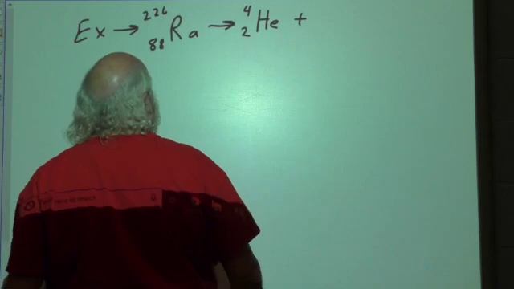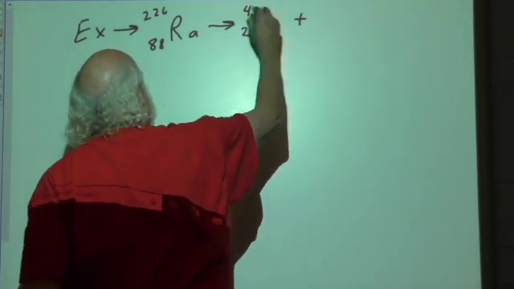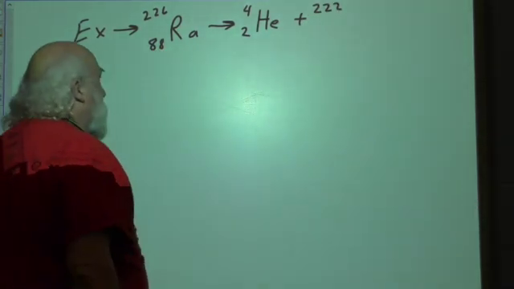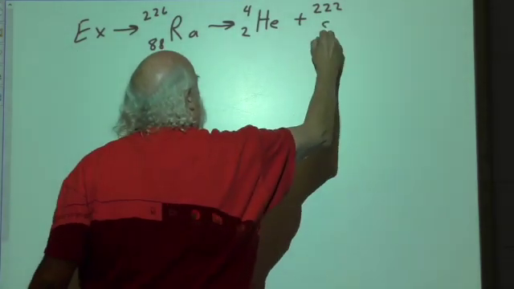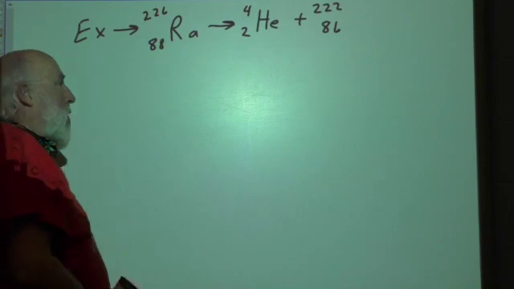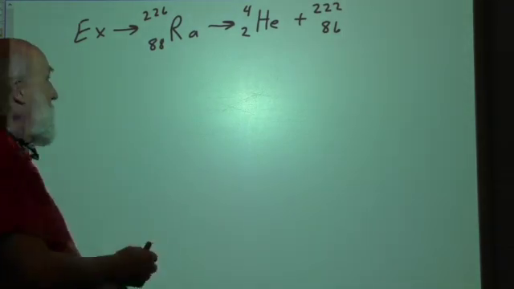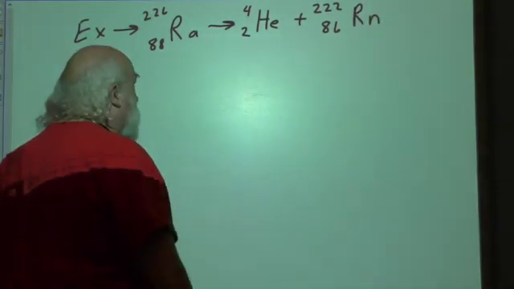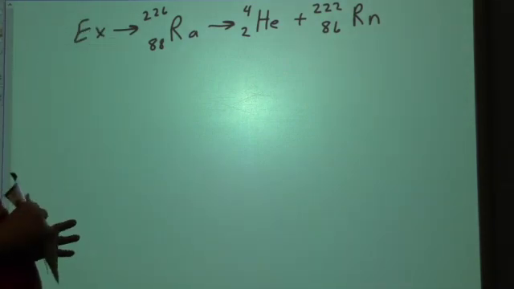So this is going to be 4 plus some number equals 226. So you subtract, and this gives you 222. And then 2 plus some number equals 88. So 88 minus 2 is 86. So element number 86 is going to be created here. So we go to the periodic chart and we find that that element is radon. Okay, and so this is one way that you could show this.